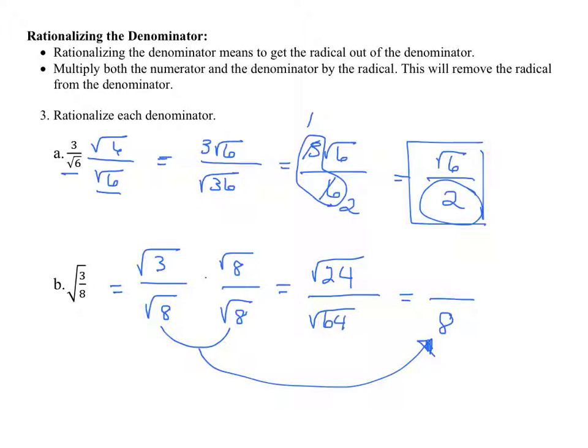Now I could leave it as the square root of 24, but we're going to simplify that as 4 times 6, and the 4 comes out as a 2. So this is 2 square root of 6 over 8. And then, of course, the 2 and the 8 can be reduced, so my final answer will be the square root of 6 over 4, and I am done.